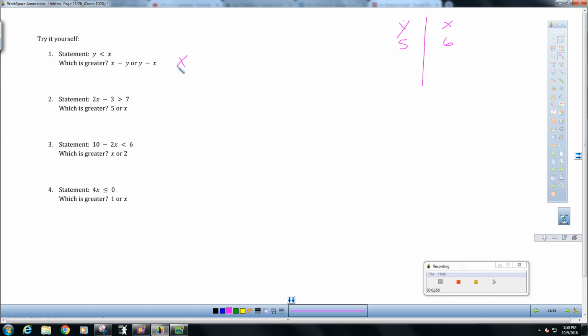So, x minus y is greater than y minus x because x minus y is positive and y minus x is negative. Is that okay? Alright, number 2.